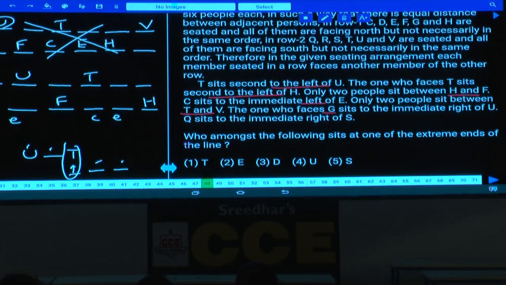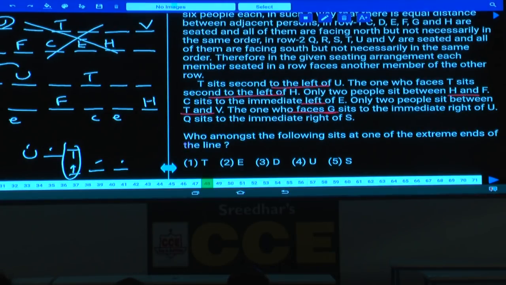G sits to the immediate right of whom? G is to the immediate right of only two people. The one who is facing G sits to the immediate right of U. Now the immediate right of U is V, and this V is facing G. G must be here. V and G are facing.